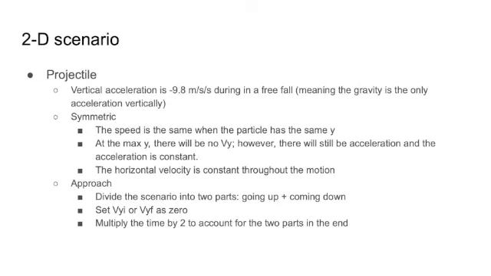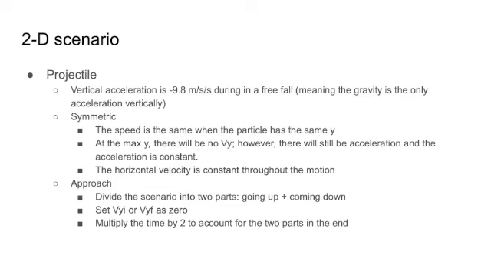And then in a 2D scenario, which is usually projectile, the vertical acceleration is going to be 9.8 meters per second squared during a free fall, meaning gravity is the only acceleration vertically. And in a symmetric scenario, the speed is going to be the same when the particle has the same y. And then at the maximum y, there's going to be no vertical velocity. However, there's going to be acceleration that is constant throughout the projectile motion. And then horizontal velocity is going to be constant throughout.